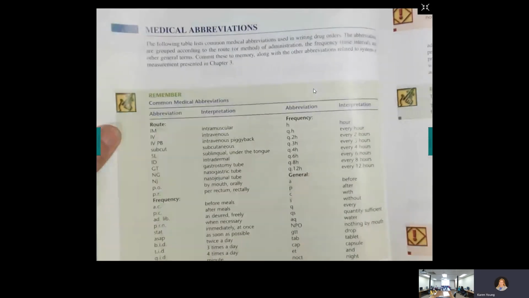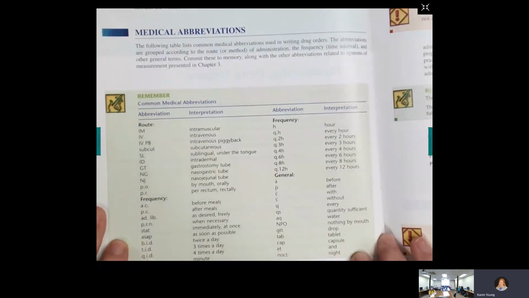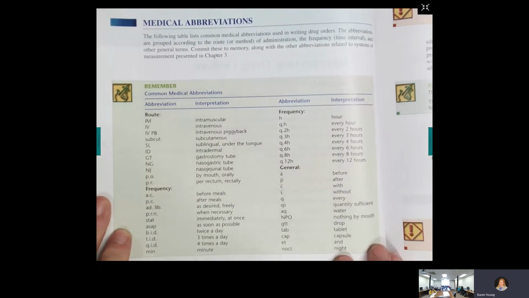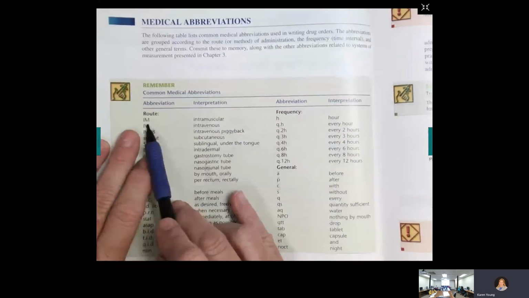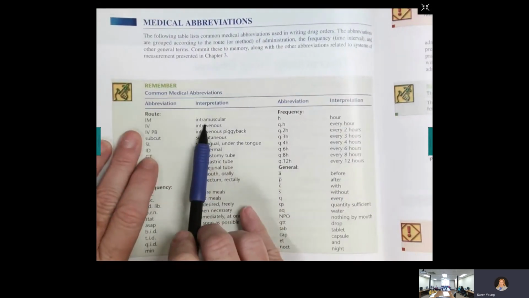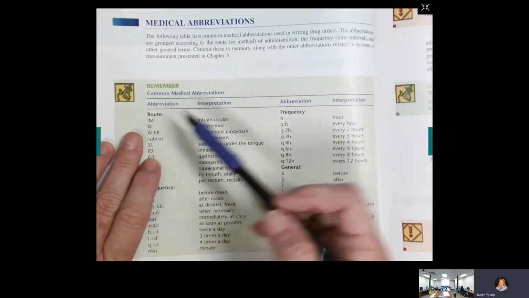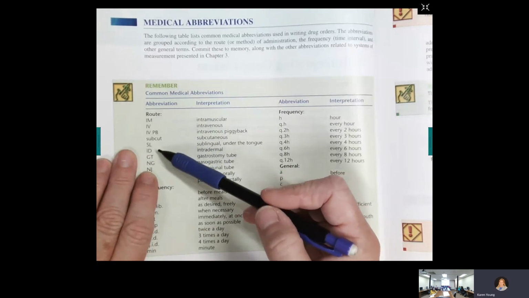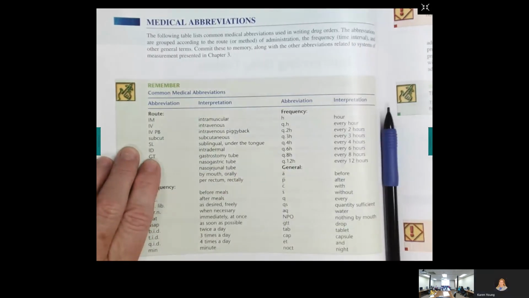Also in your book on page 142 at the bottom of the textbook is a list of common medication abbreviations or medical abbreviations. You need to know these. You need to be familiar with them. Like IM is intramuscular, but it's an injection. So our route would be IM because it's specific. It wouldn't use just an injection. IM, IV, subcutaneous or subcut, ID. All of these here are all injections, but they're specific injections.